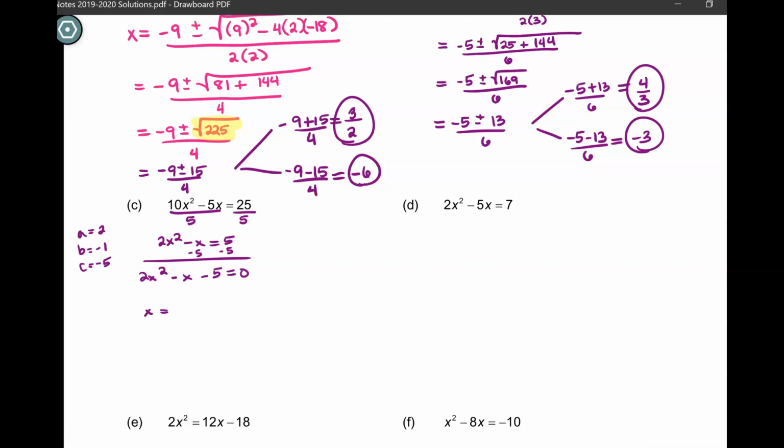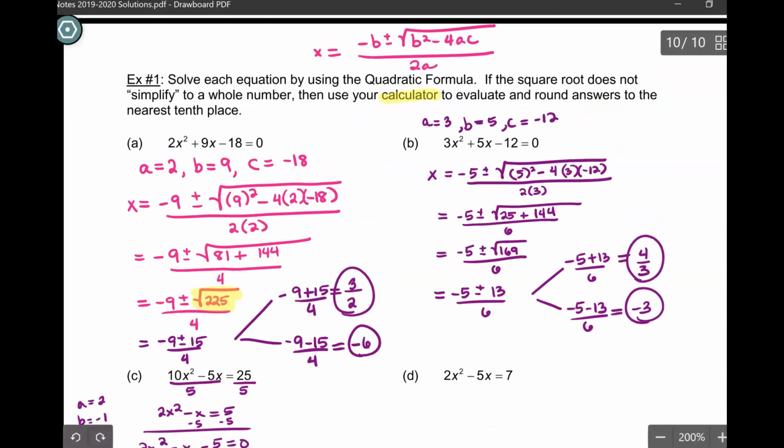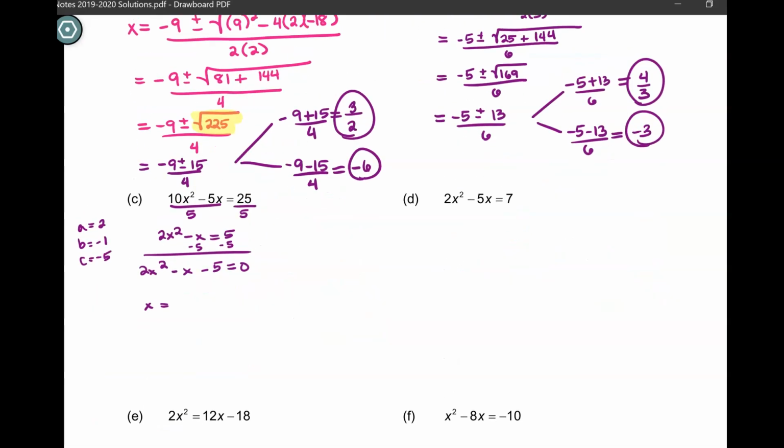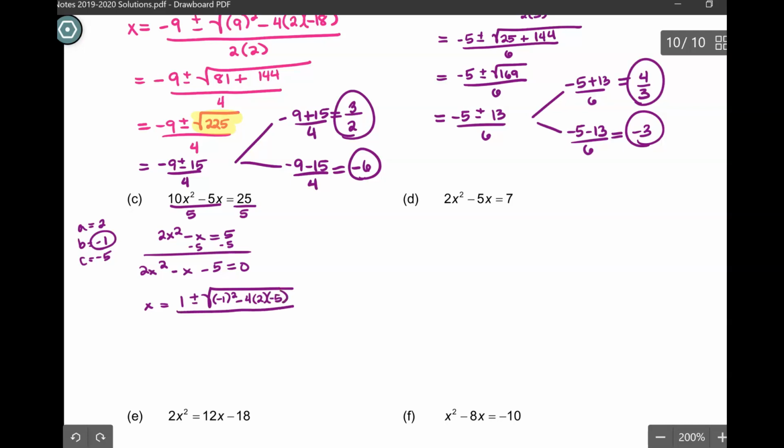Now, it says -b in the formula, right? So -b. If b is negative, we make it positive. So it's like opposite of -1 is +1. We just basically change whatever sign b is. So 1 plus or minus, now, -1 squared, b squared, minus 4 times a times c, all over 2a, which is 2 times 2.